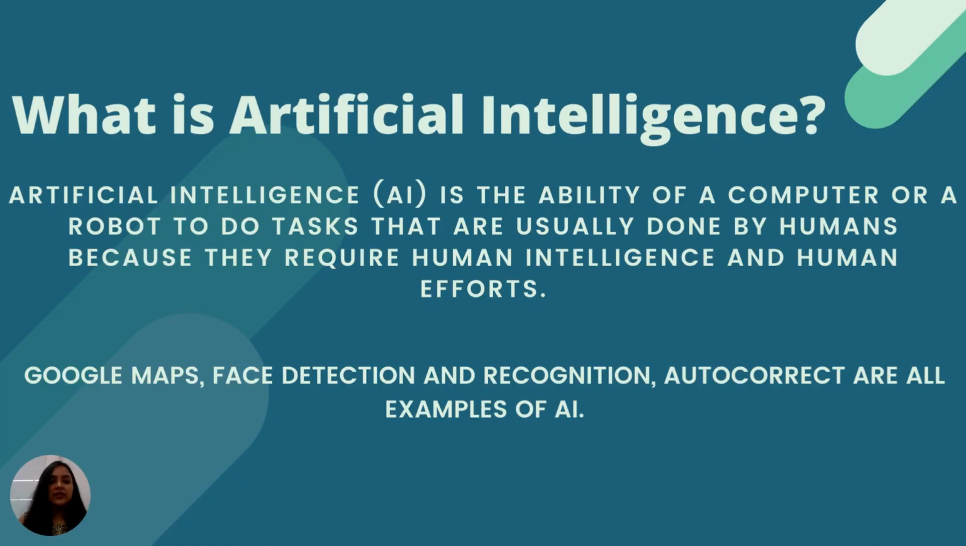So what is artificial intelligence? Artificial intelligence is the ability of a computer or a robot to do tasks that are usually done by humans because they require human intelligence and human efforts. AI basically allows machines to work efficiently and solve problems. AI is basically simulation of human intelligence in machines that are programmed to think and behave like humans and mimic their actions. Any machine that exhibits traits associated with the human mind falls under the artificial intelligence model.